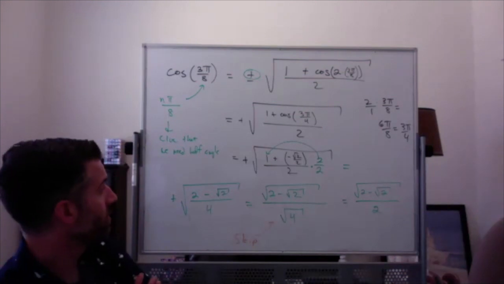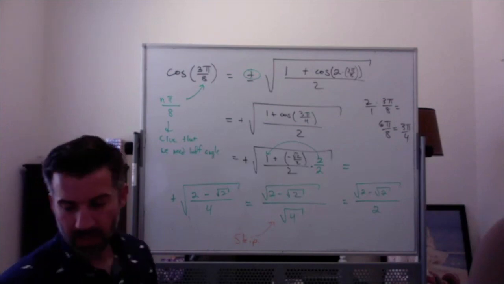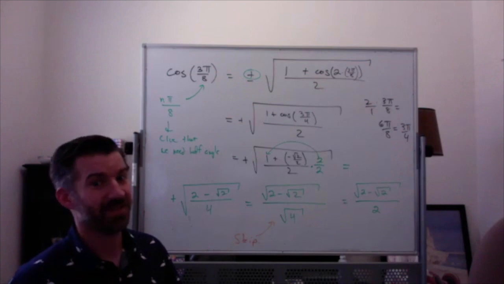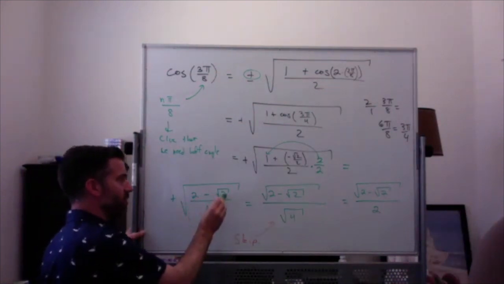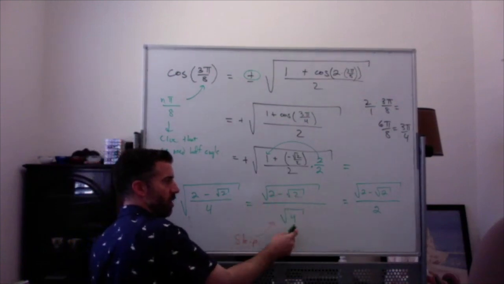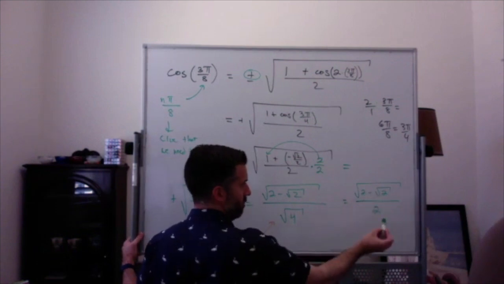Wait, is that the square root of 3? Where? I should say, no, there's no 3s at all. They're all 2s. Oh, wait, never mind. Yeah, it's the square root of 2 minus root 2 all over 4. And then it's the square root of 2 minus root 2 all over the square root of 4. And then it's the square root of 2 minus root 2 all over 2.